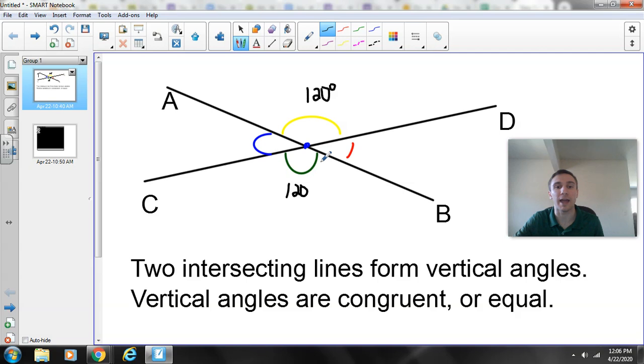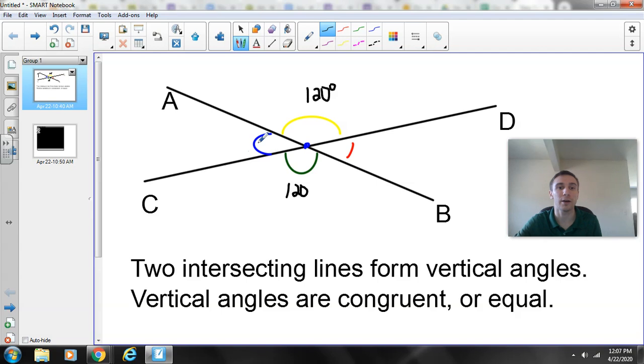So this line AB, this line CD, they form this angle here and this angle here. Because those lines are straight, they're not changing directions. So the amount of degrees up here in the yellow arc is the same down here in this arc. So it's 120 degrees. Now, I could figure out how many degrees are in the blue arc as well.